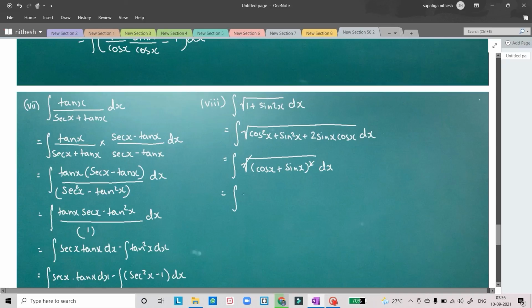So the square root and the square will get cancelled. You're left with cos x and sine x. Integral of cos x will give you sin x, and integral of sin x will give you minus cos x plus c.